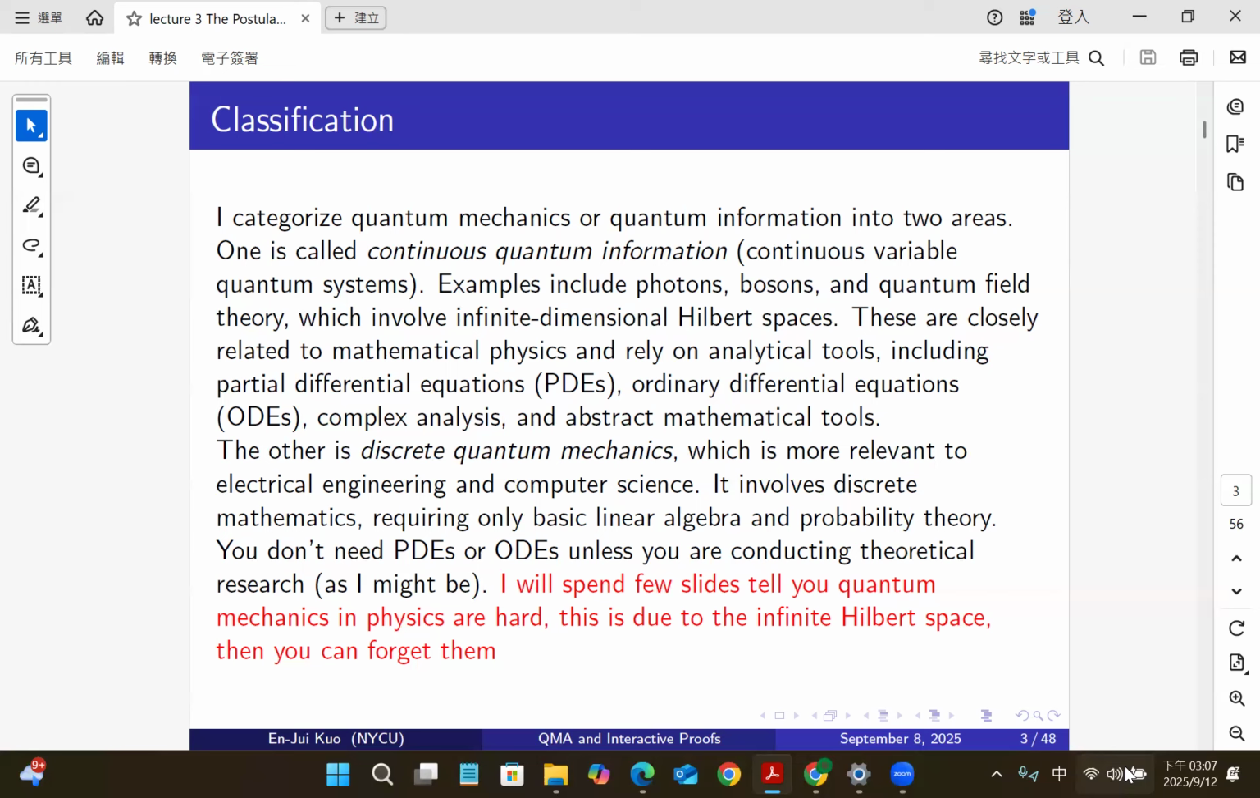And another area is called discrete quantum mechanics. 就是一个是也学一个是占。That is more relevant to electrical engineering or computer science. So it involves discrete mathematics, and to understand most of the ideas, you just need to learn the basic algebra and probability theory.